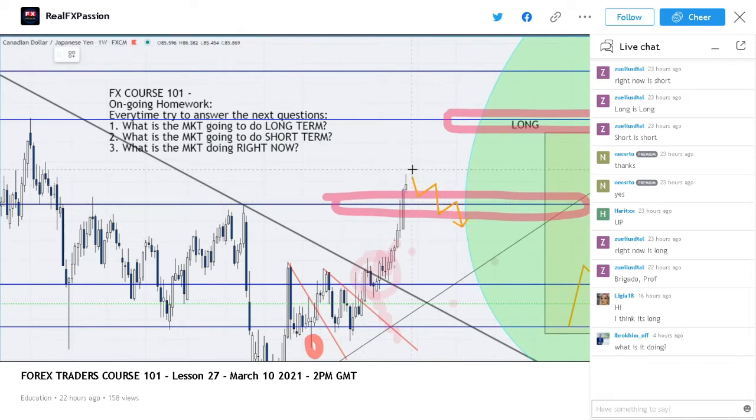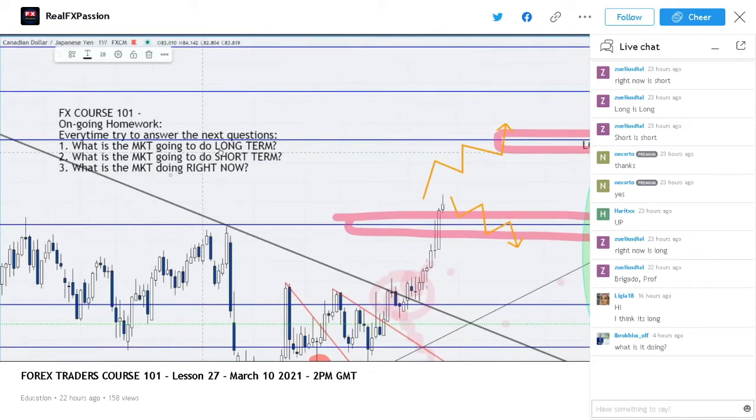Okay, if it's not going to retrace right now, then the short-term trend is going to go up to the next level, to the next pivot point. Short-term as well, it says it's short. Very good. Okay, and what is the market doing right now?